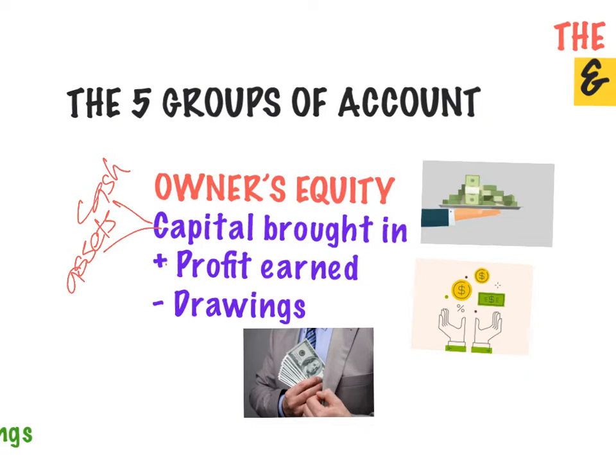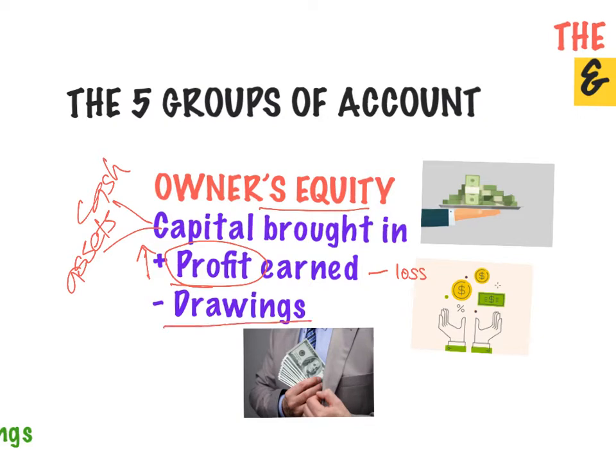Okay, so over the years, the business is operated, then at the end of it, we will calculate the profit that is earned. Let's say you get some profit. So the owner's equity will increase by the amount of the profit earned by the business. However, in the case that the business is incurring losses, then it will be reduced by the losses that the business suffers. Okay, and then in the end we have the drawings.